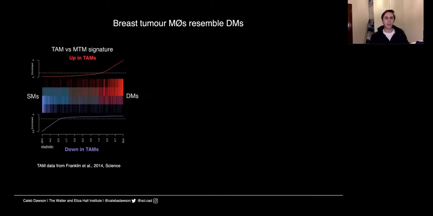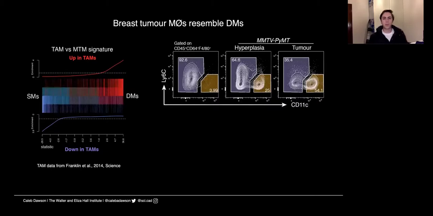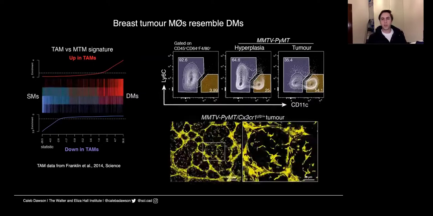So we took our RNA-seq and compared it to RNA-seq of the tumor macrophages, and the genes that were up in the tumor-associated macrophages and the ductal macrophages correlate really strongly, whereas the genes up in the stromal macrophages correlate with the mammary tissue macrophages. And then when we look by flow cytometry, we can see the ductal macrophages here, the CD11C positive, Ly6C low. During tumorigenesis, as the cancer grows, we get enrichment for these cells. And furthermore, they mirror the morphology and positioning of the ductal macrophages in the normal duct within the cancer.